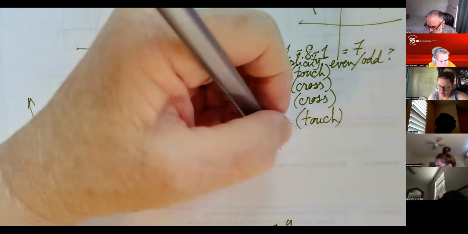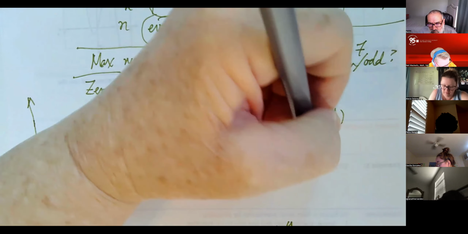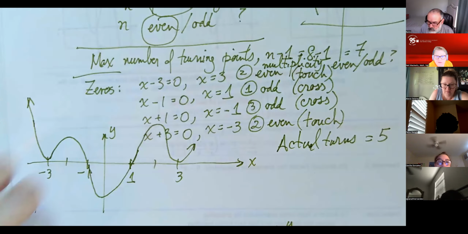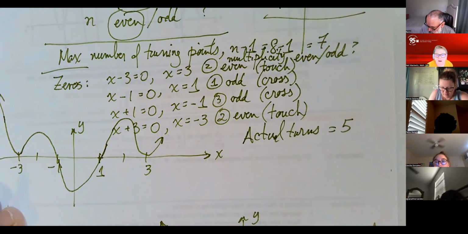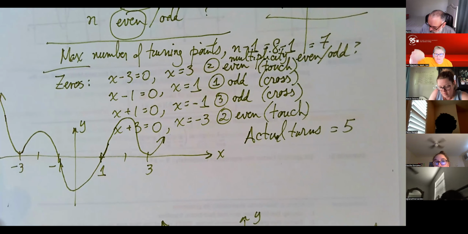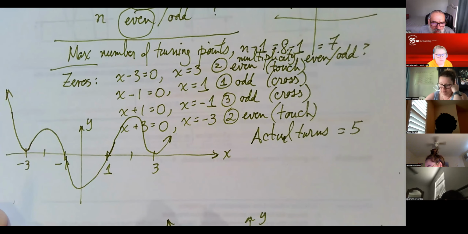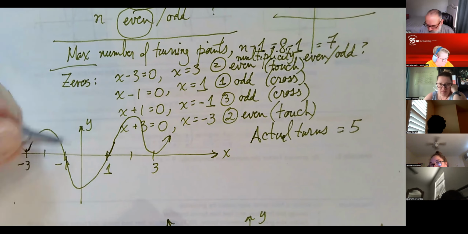So this graph has actual turns, which is 5. So even though there could be 7, there are actually only 5 turns. A turn is where it changes direction. Let's see if we can find this value on the y-axis.